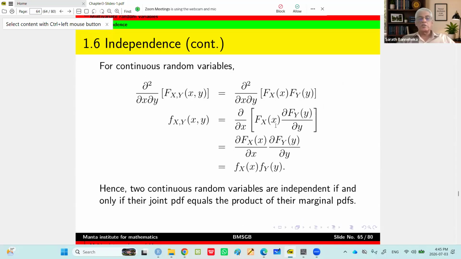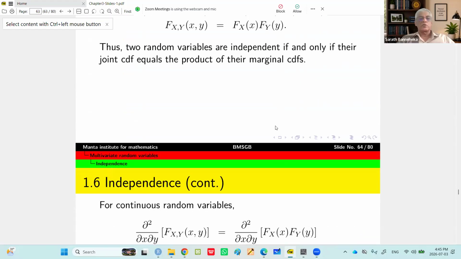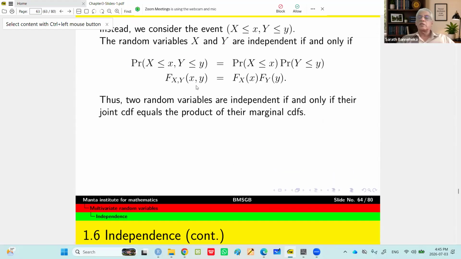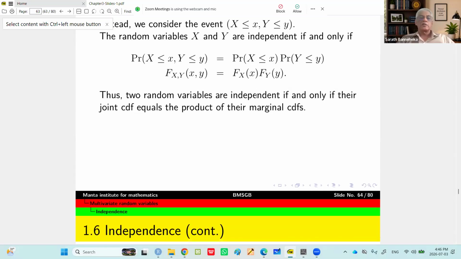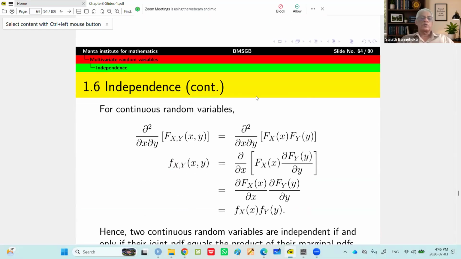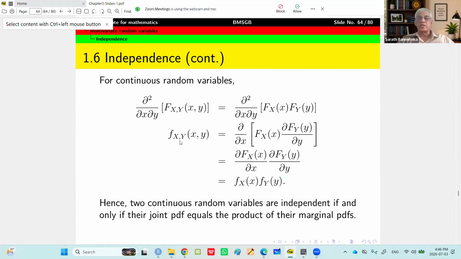Now, from this one definition, we can express the requirement in the continuous case also in terms of the density function. If you differentiate both sides with respect to x and y, you will get this expression. If you differentiate this thing, then you get the joint density. And if you differentiate this thing with respect to x and y, because in this case this is only a function of x, when you are differentiating with respect to y, you can consider this as a constant.